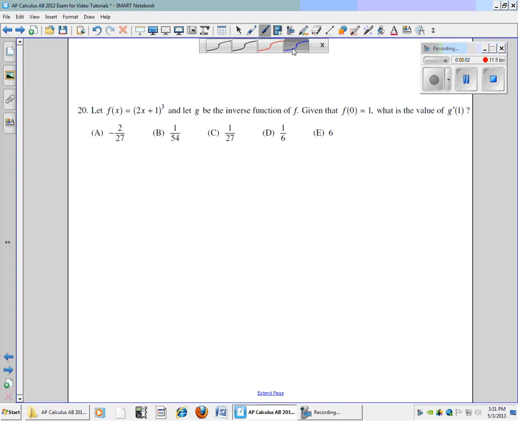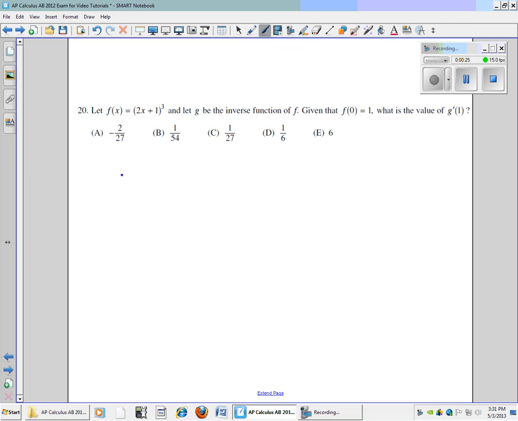This is problem number 20 of the 2012 AP Calculus exam. Let f of x equal the quantity of 2x plus 1 cubed, and let g be the inverse function of f. Given that f of 0 is equal to 1, what is the value of the first derivative of g at x equals 1? Well, let's start with a table.